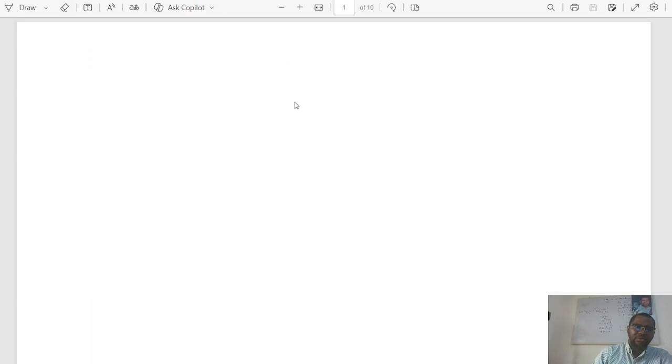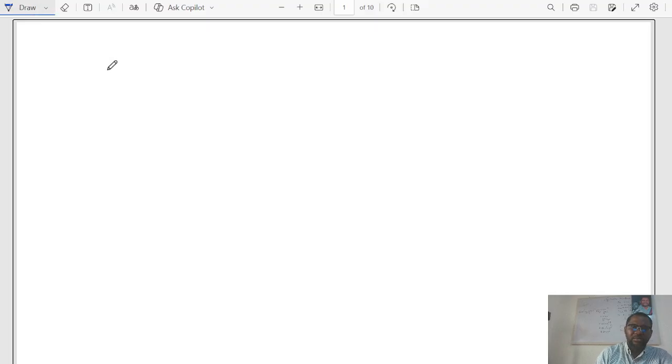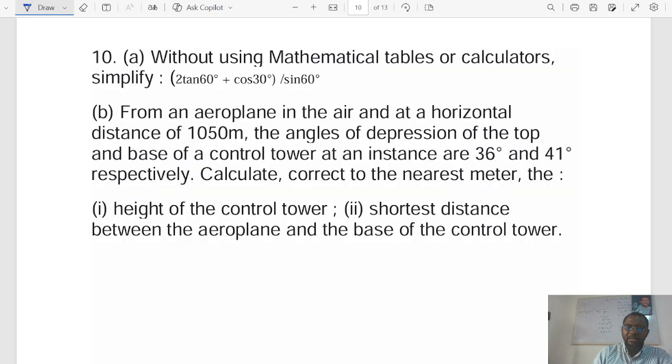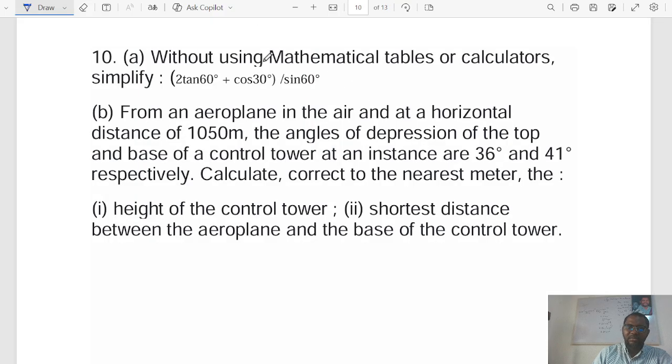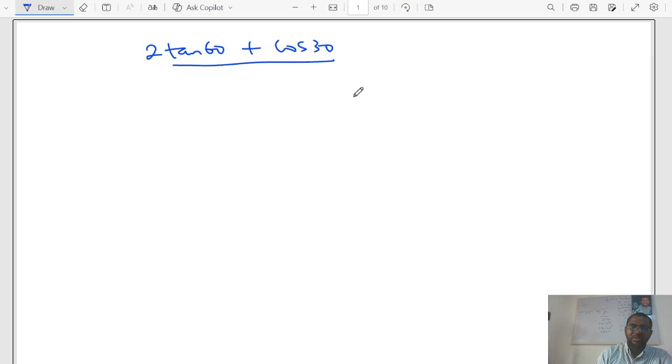So I have 2 tan 60, plus cos 30, now divided by sine 60. So I have here sine 60, right?